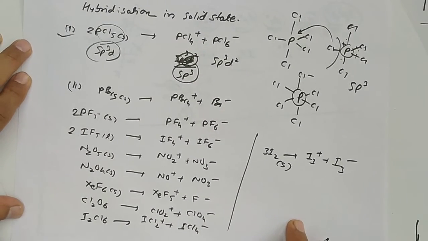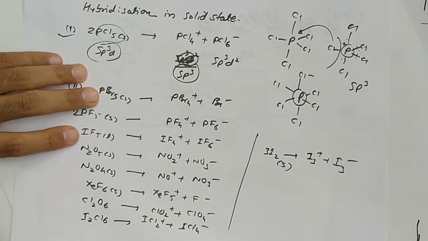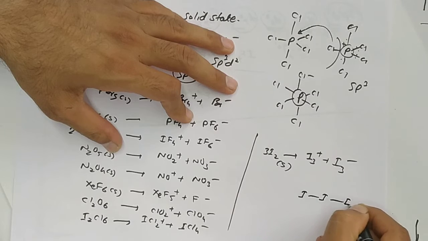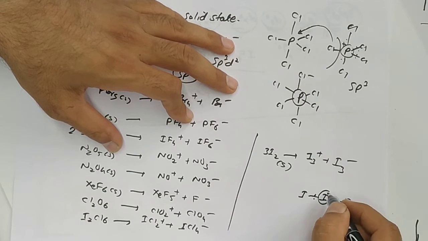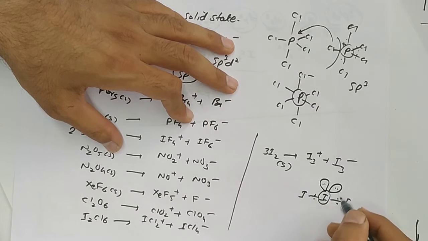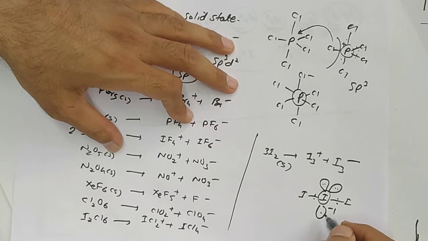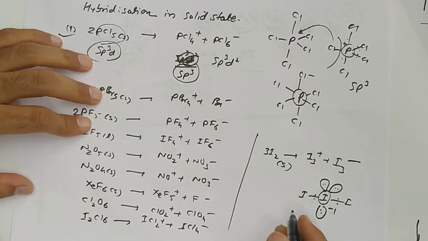Now, the shape of I3 minus is linear. Of the 7 electrons, 2 are used, the remaining 5 are there, and 1 is gained. So 3 lone pair, 2 bonding, linear.